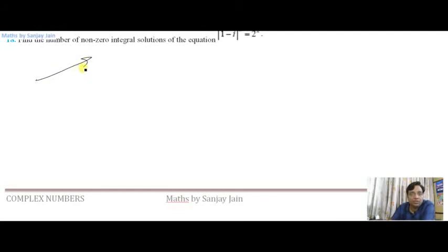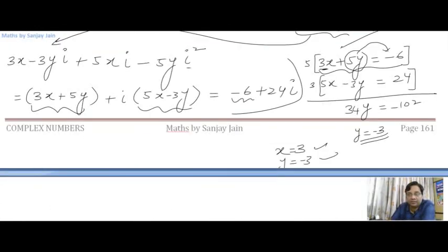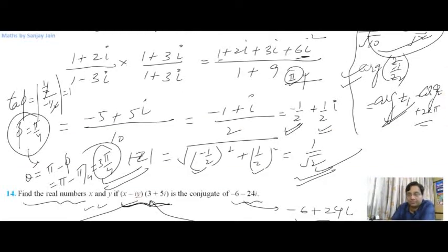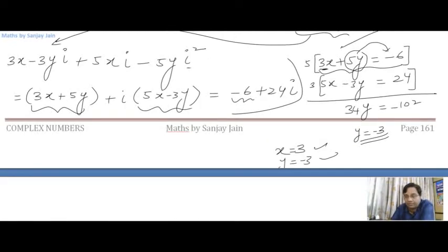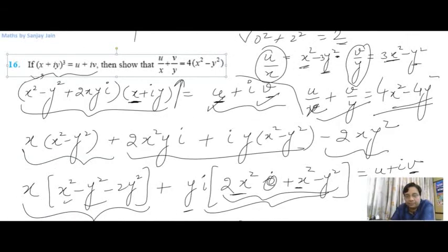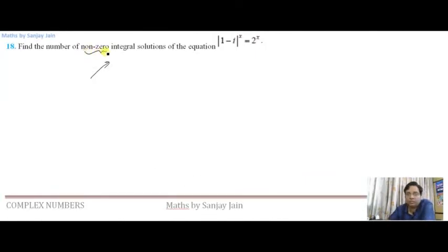Find the number of non-integral solutions of the equation. What is the equation? We are looking for the non-zero integral solutions of this equation, right? Why do I say non-zero? Because 0 can be a solution, because if I put x equal to 0 here, left hand side will become 1 and right hand side will also become 1. So 0 satisfies it. We do not want to find this solution 0. We want non-zero integral solutions.